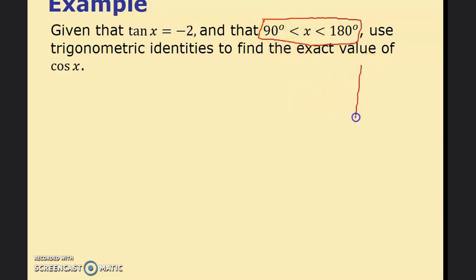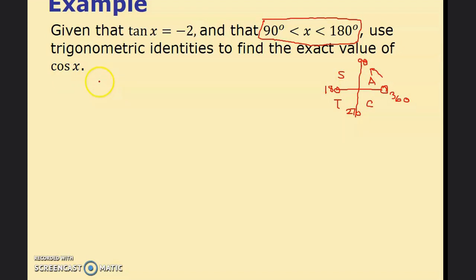Let me remind you of the CAST diagram. This is 90 degrees, 180, and 270, and go anti-clockwise from the starting point, and eventually you get around to 360 again. Ours are between 90 and 180, so our values are going to be in this quadrant. I called it C-A-S-T, and I'll come back to that in a bit. Anyway, tan x is minus 2.